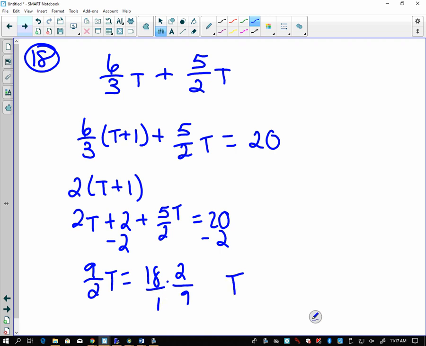Okay, so time equals, what is that? 36 divided by 9, which is 4. And this is in days, right? Days. 4 days. Let's see, this is number 18. 4 days. Can we do this?